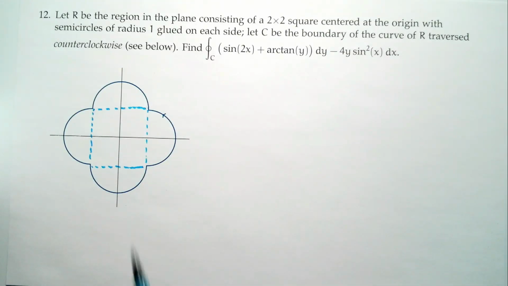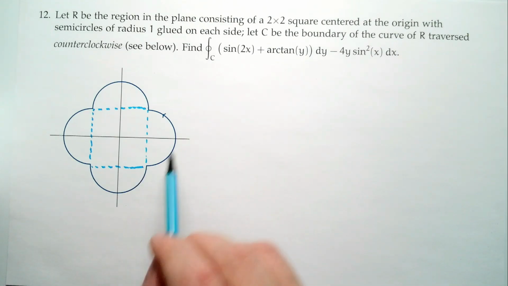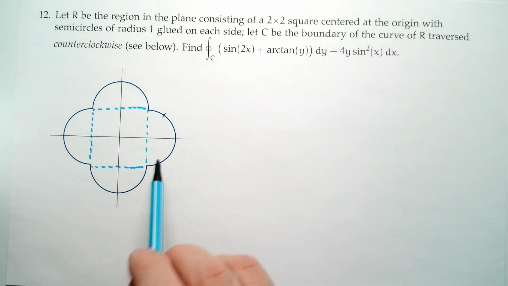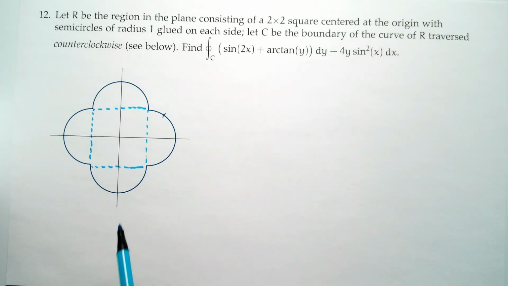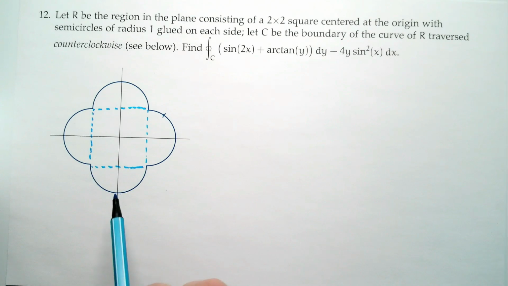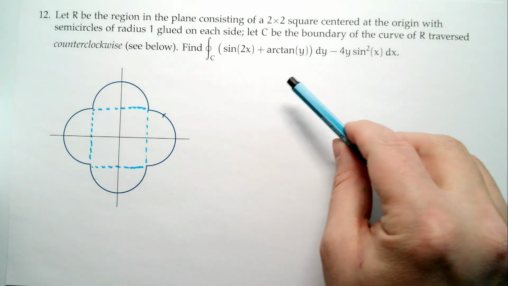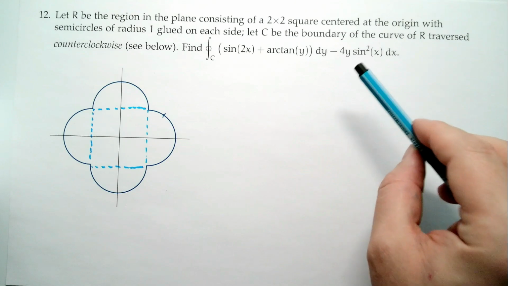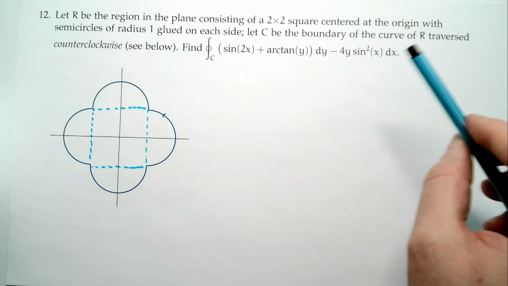It's a square and 4 half circles glued to the sides. And then C goes around the boundary of this shape. And it's going to go around in a counterclockwise direction. That's going to be important here. So the problem says, find the integral along the curve of sine of 2x plus arctangent of y dy minus 4y squared sine squared of x dx.